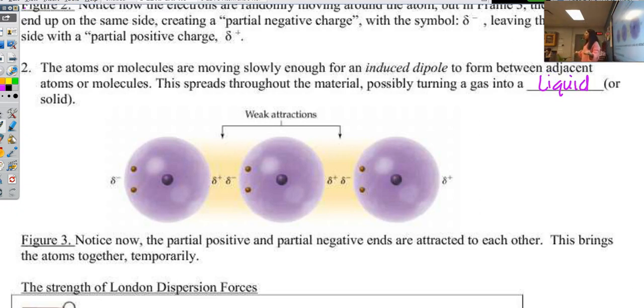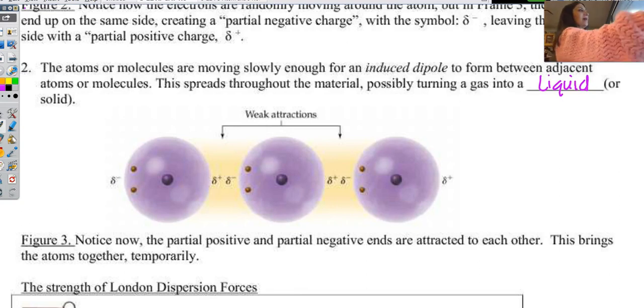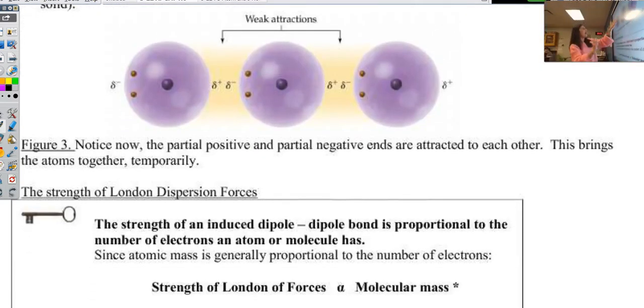That's why usually your nonpolar molecules are in what phase at room temperature? They're usually going to be gases. Okay, they're usually going to be gases. All right, and so that's just showing that, again, where your positive nucleus and your negative electrons end up connecting, and so that is called your LD force. Okay, that's your weak IMF, your LD force.